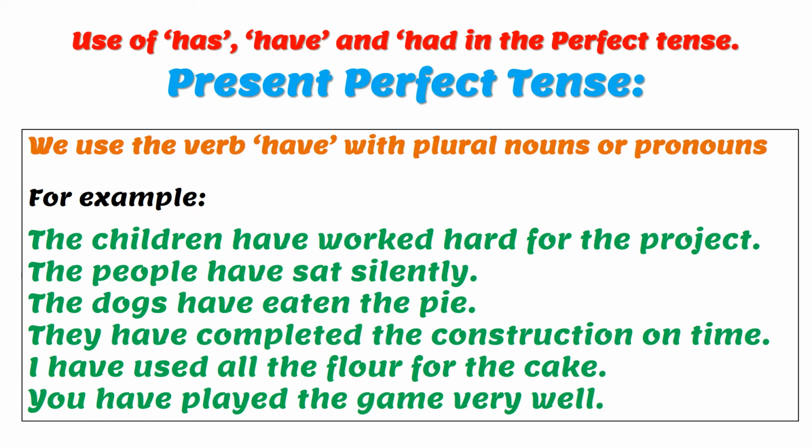Now let us go through some more examples. They have completed the construction on time. I have used all the flour for the cake. You have played the game very well. In all these three sentences, we see that the pronouns they, I, and you have been used, and with that, we use the verb have along with the verbs completed, used, and played. Now, notice that I and you always take the verb have in the present perfect tense.